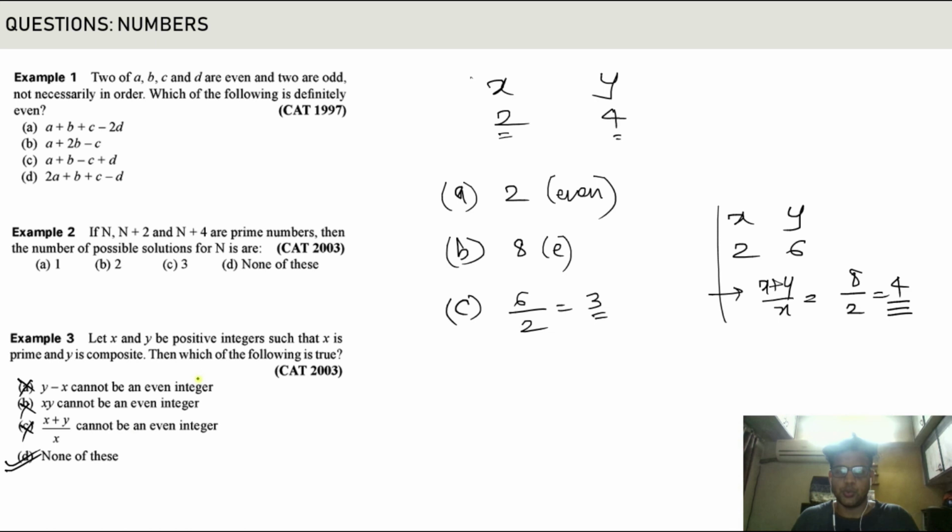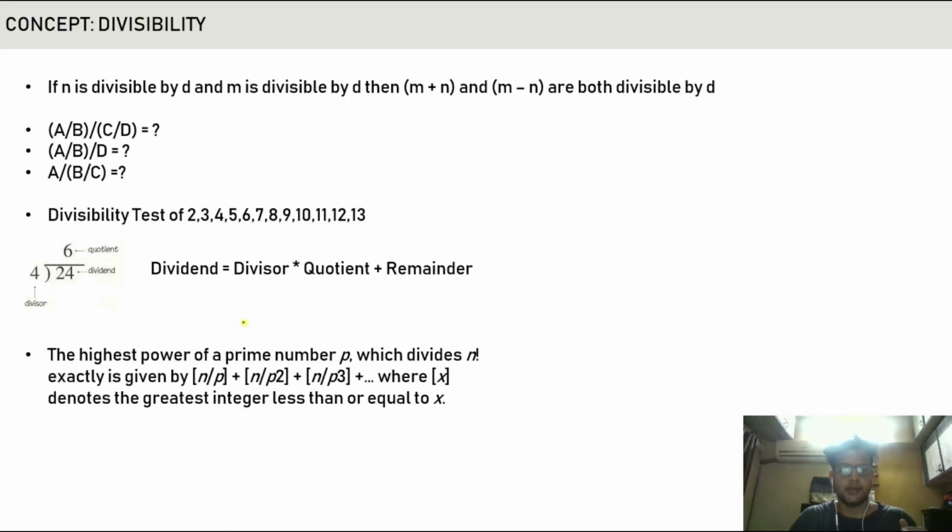So this is how you could solve the CAT level questions by assuming the values. So I hope all the questions and the concepts were clear. In the next video, we will look at the divisibility concept.